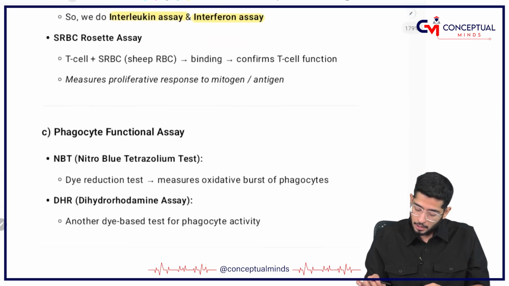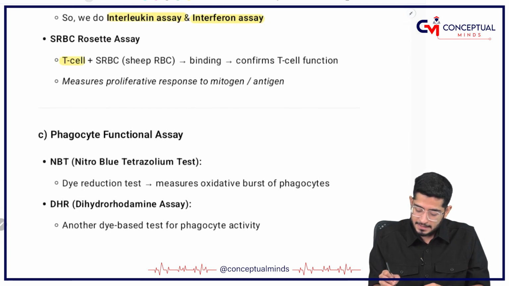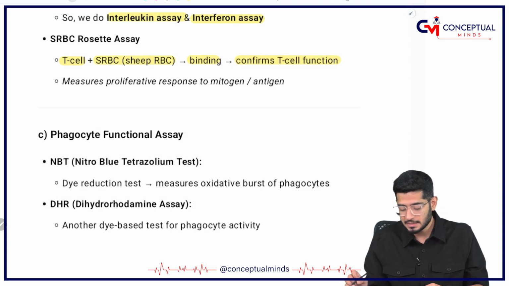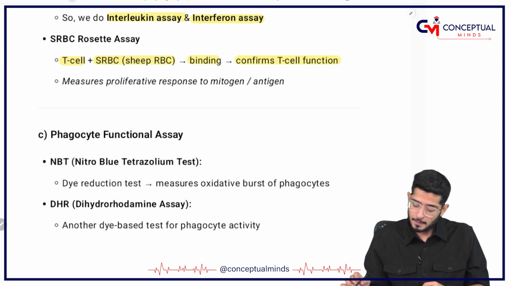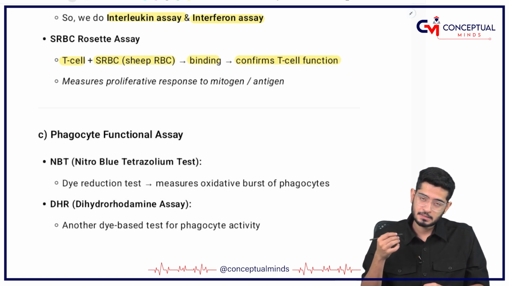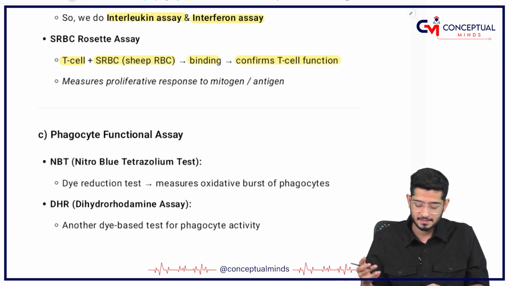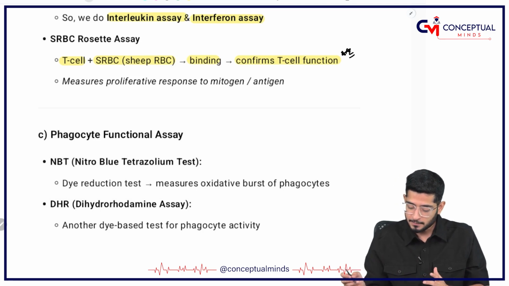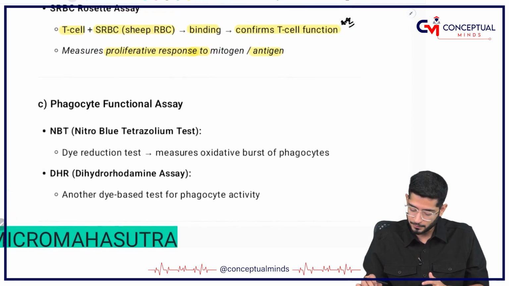A good example is when you combine the T cells with the sheep RBC. If they are binding, it confirms the T cell function, because remember the T cell has a strong affinity for the sheep RBC. So if they are binding, that confirms the T cell function. And if the T cells are functioning properly, there will be a good proliferative response to the antigen. So proliferation is carried out by the T cell. This is how we have to understand.